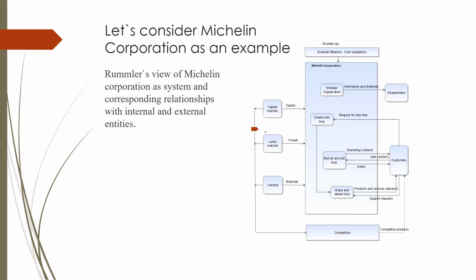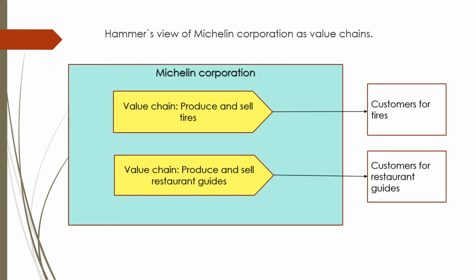Okay, so let's consider the example of Michelin Corporation to illustrate the two discussed theories. Rummler would view Michelin as a system with a single value chain and would showcase the relationship with internal and external entities as shown in the slide. Hammer would view Michelin as an organization having two different value chains. One value chain focuses on manufacturing, which produces and sells tires, and the other value chain focuses on research and publication of restaurant guides.